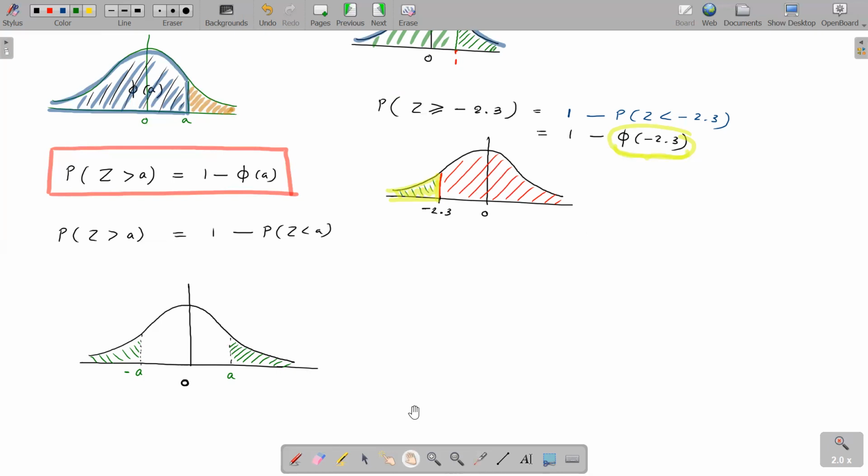So now actually let's move to reading the tables. Let's see how to use the table now.